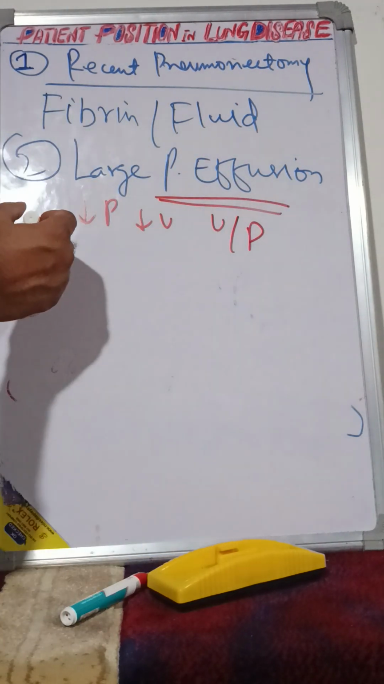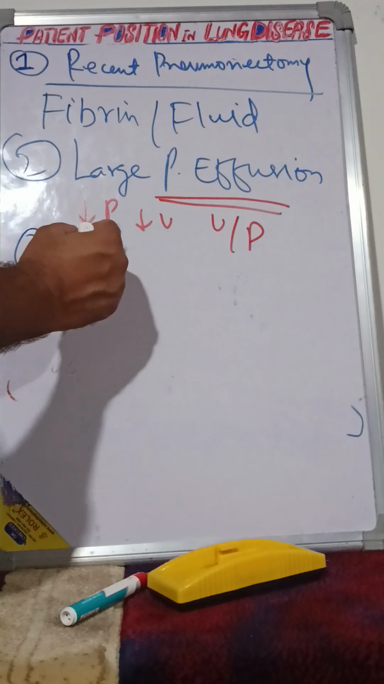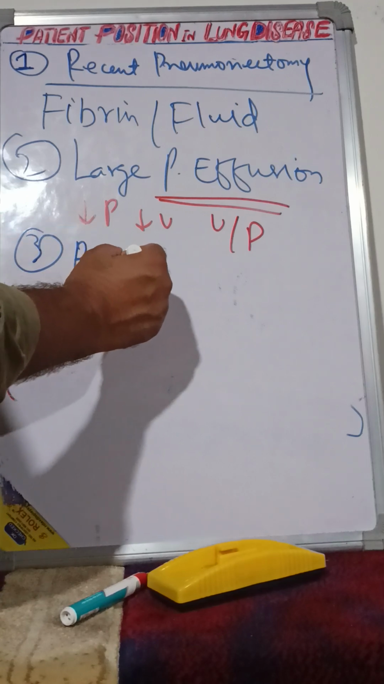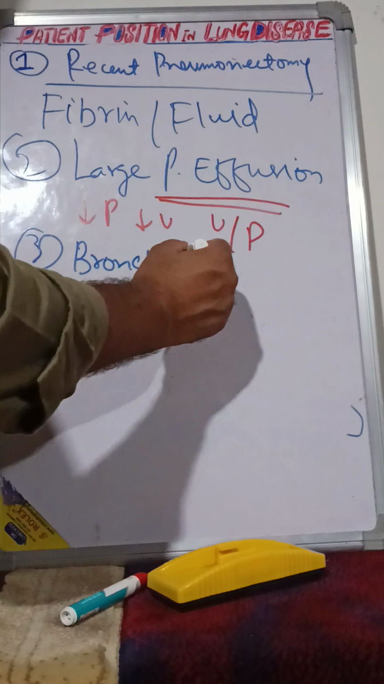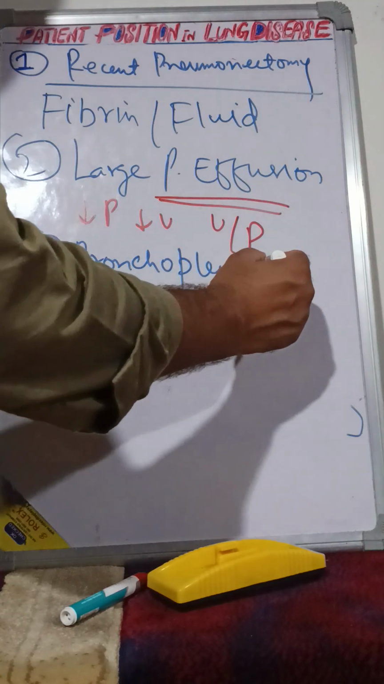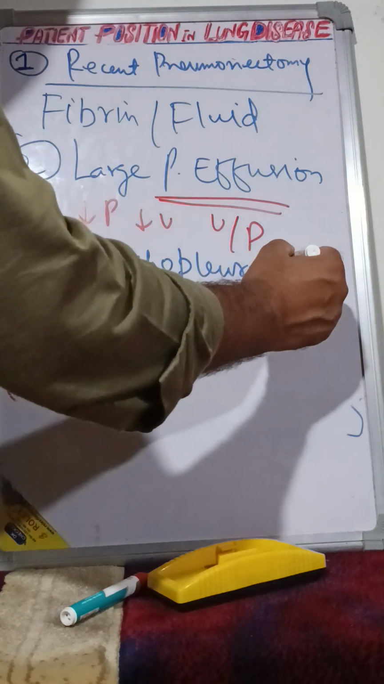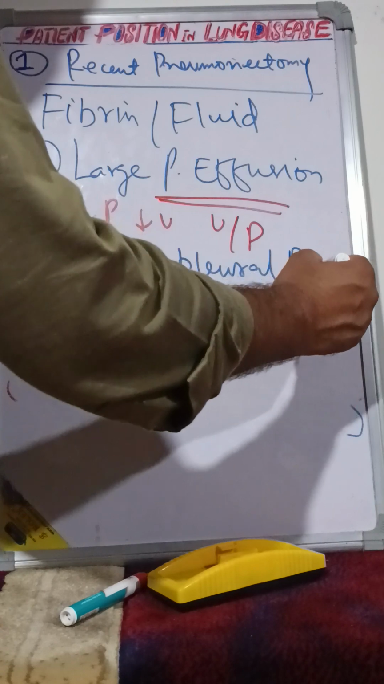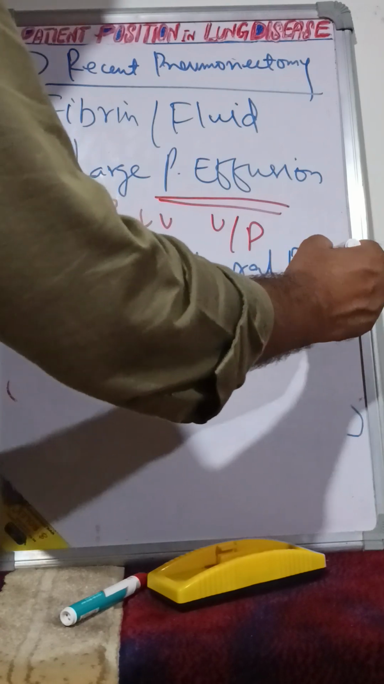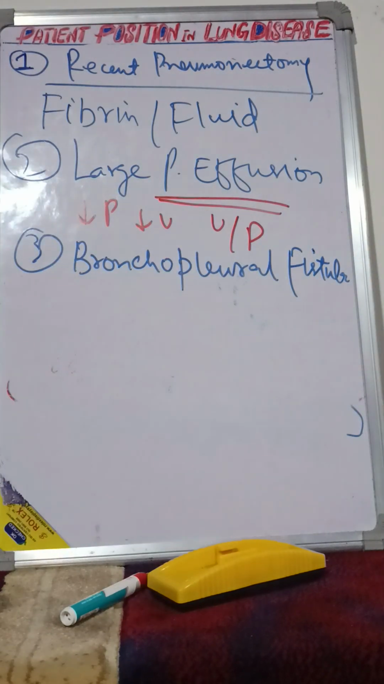And the last but not the least exception is bronchopleural fistula. If a fistula has formed between the bronchus and the lung parenchyma, this is the exception.